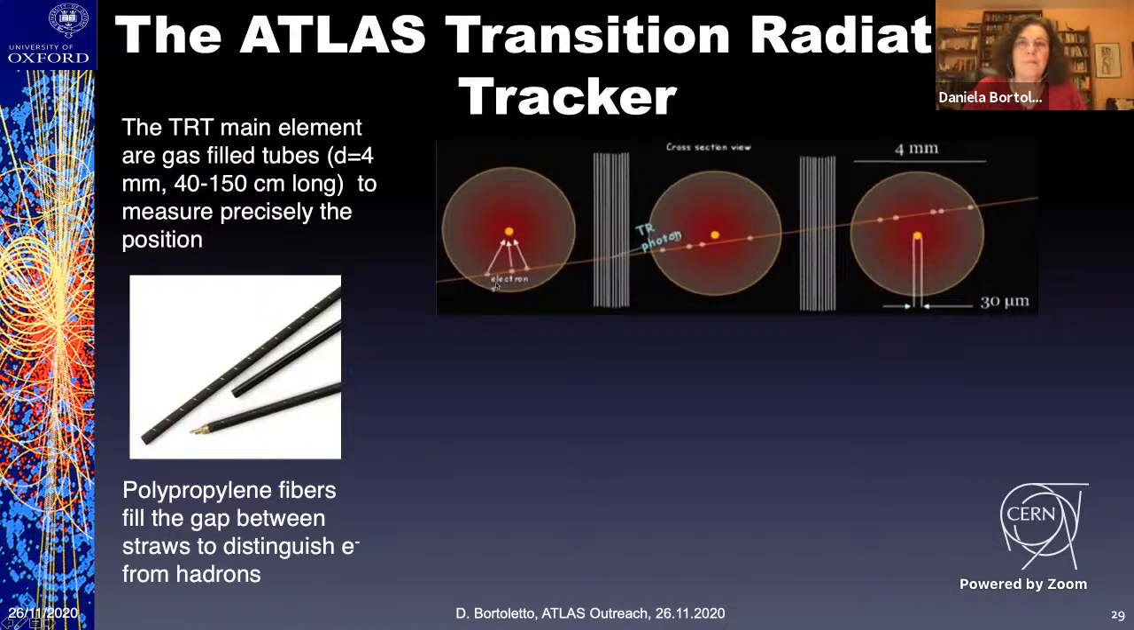But also, because you're changing media here, as I told you, you can emit a transition radiation photon. And by counting how many of these photons, how many electron pairs you have, you can actually distinguish charged particles from each other. You can distinguish an electron, for example, from a pion, which is quite interesting.